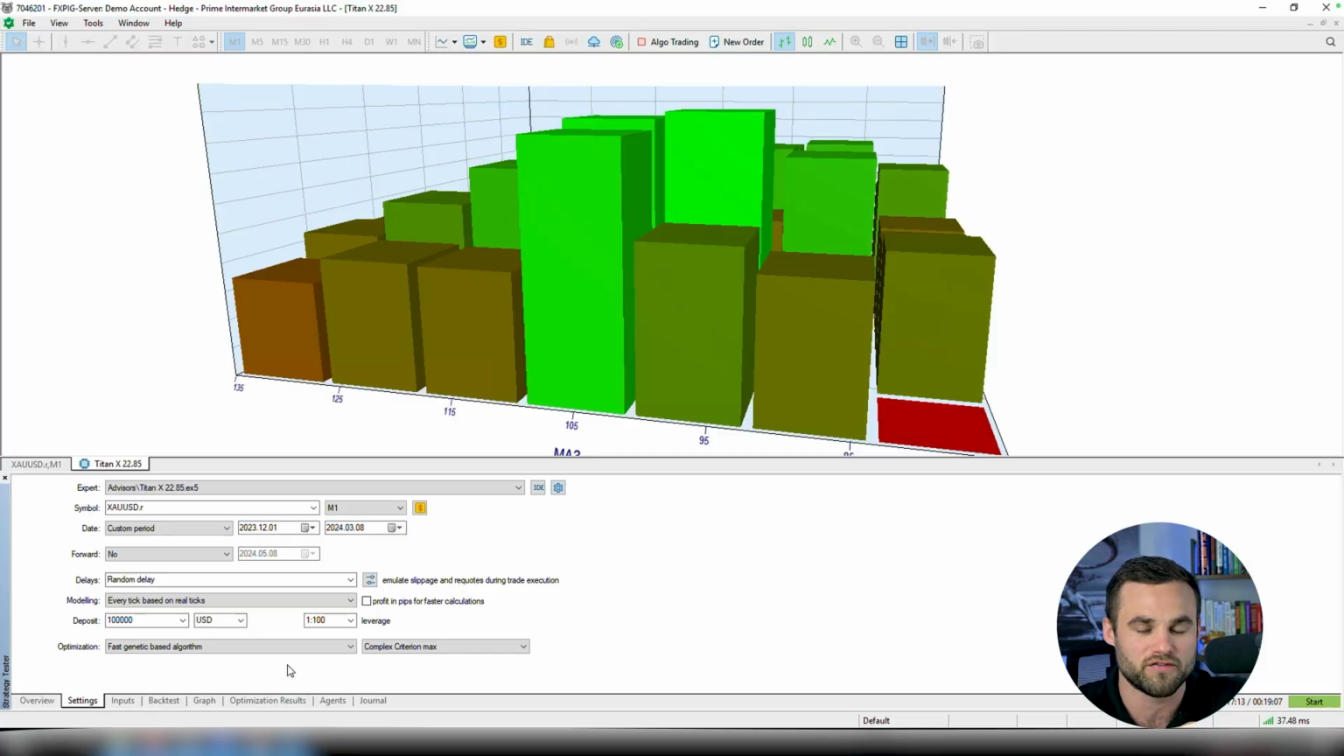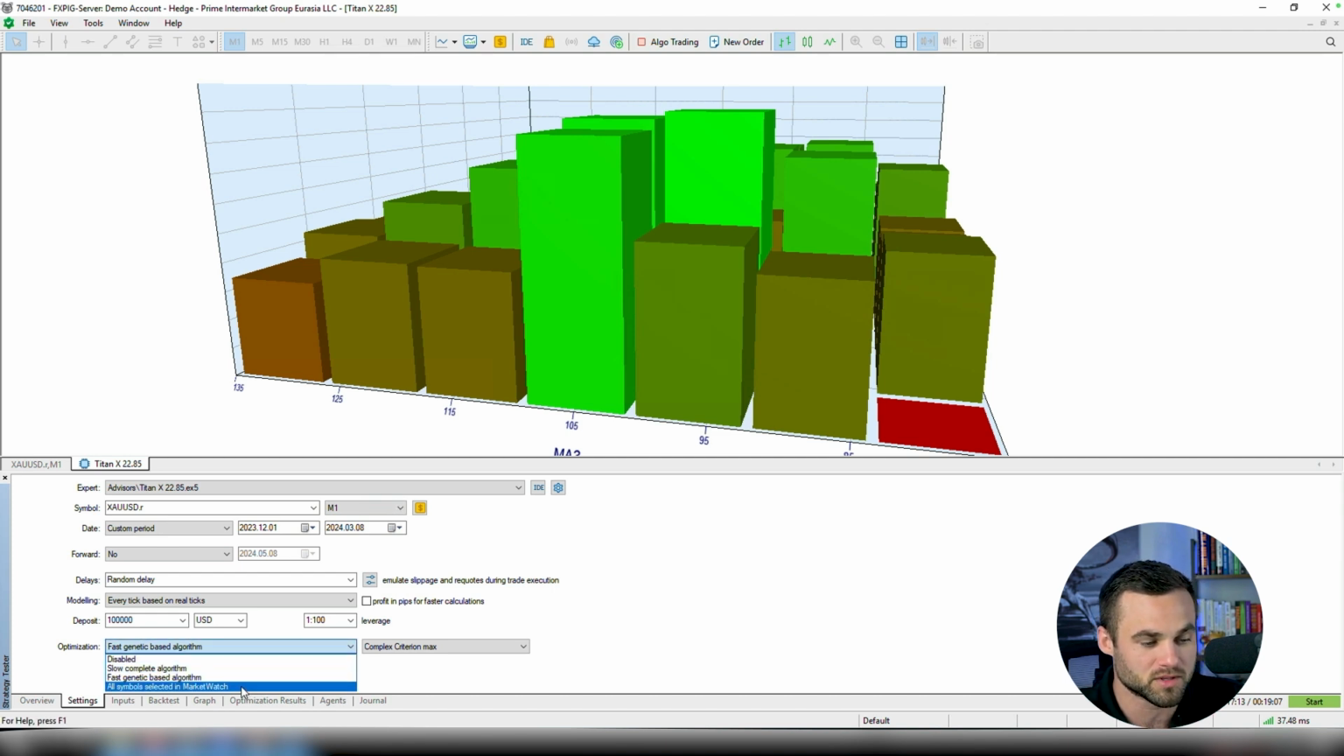So if you think about it in terms of Darwinism and genetics, they're basically looking for the strongest genes, and then let's have these two mate and try to make even stronger ones. And so that's essentially what the fast genetic based algorithm is doing. It's trying to find winning parameters, and then it's basically offspringing those parameters to try to find other more important combinations. So generally I'll do this.